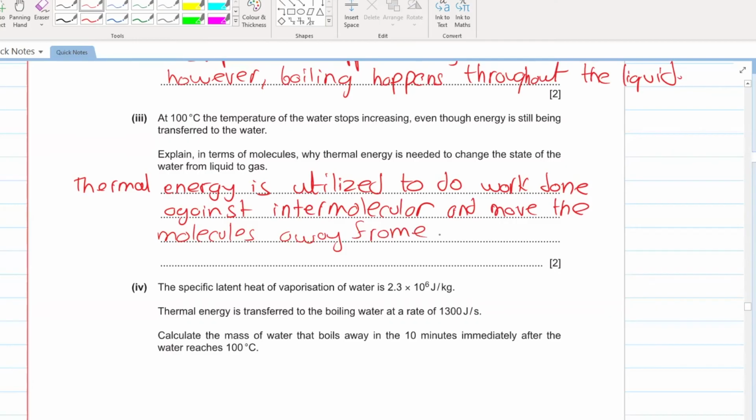Now, the fourth part, I can see this is no longer in the syllabus, so cross this out.